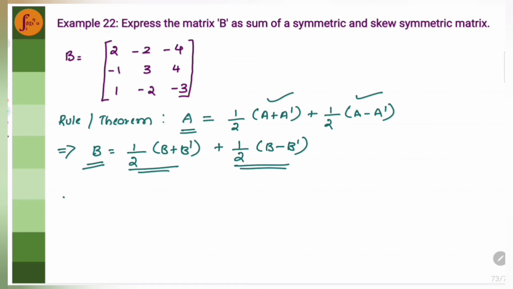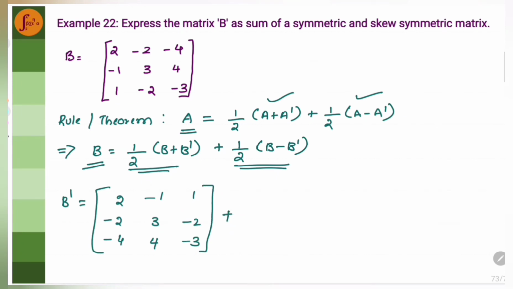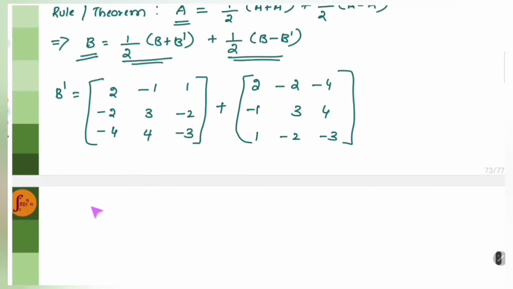First let's find B transpose. B transpose is, interchange this. So it's going to be 2, minus 4, minus 1, 3, 4, 1, minus 2, minus 3. So this is B transpose. Now we'll add this with matrix B, right? That is 2, minus 4, 1, minus 2, minus 3. If I add this, that is B plus B transpose, I'll get 4, minus 3, minus 3, minus 3, 6, 2, minus 3, 2, minus 6.